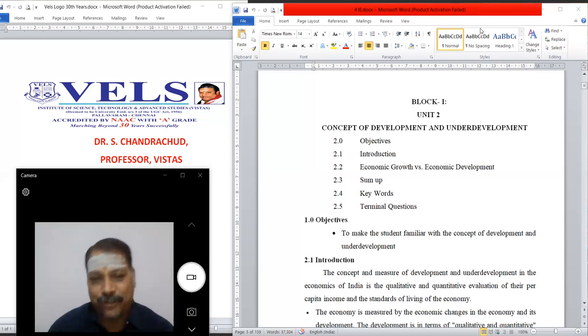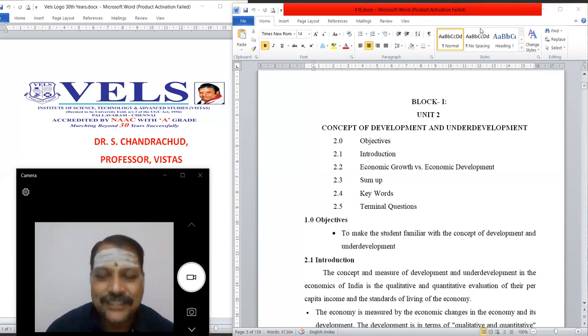growth and economic development. First of all, we should know why we have to study this particular unit. That is the objective: to make the student familiar with the concept of development and underdevelopment is the purpose of this particular unit. Normally, people think economic development and economic growth are synonymous, but actually it is not. In a layman's definition, these two may give the same meaning, but technically speaking, they are not the same. In economic sense, there are many differences between these two concepts.